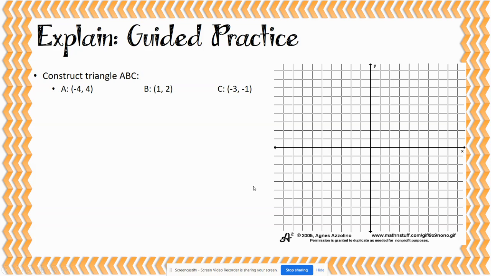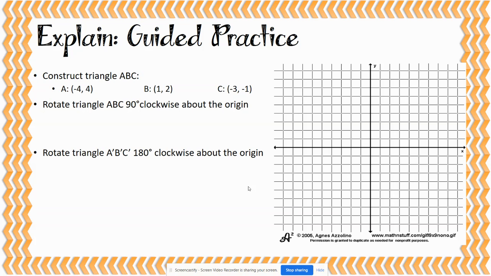Now you try the next problem. You are going to construct triangle ABC, and then you are going to rotate it 90 degrees, then 180 degrees, and then 90 degrees clockwise again. So you have to be careful here. The first thing you're doing is rotating triangle ABC.